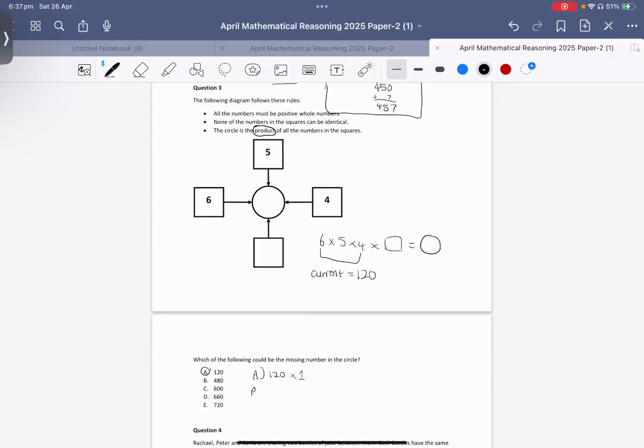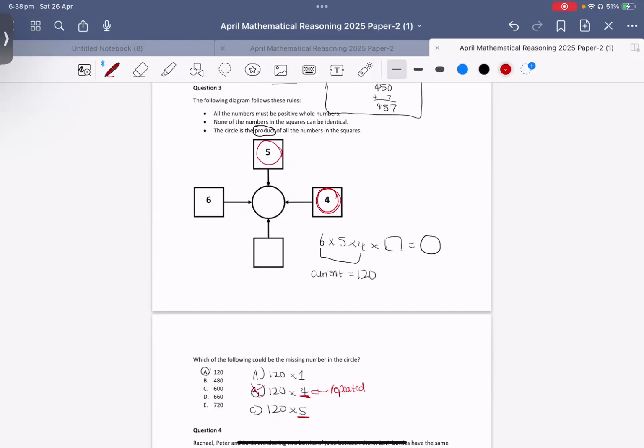Okay, so B, how do we get to 480 from 120? We need to multiply that by 4. But the issue with the number 4 is, can you see it's already been repeated? It's a repeated number, so B is not possible. Now, if you have a look at C as well, we have the same issue. To get to 600, we need to do 120 times 5. And again, it's repeated. We've got a 5 up here.